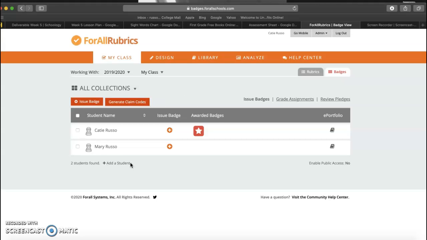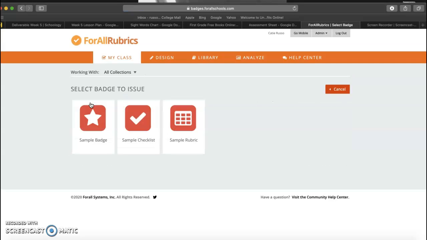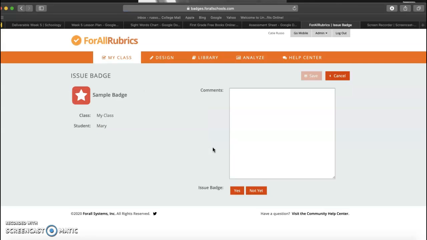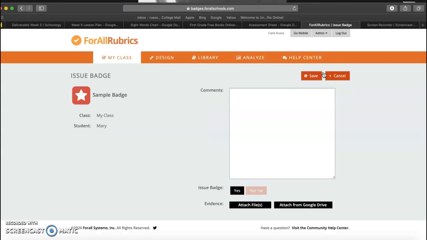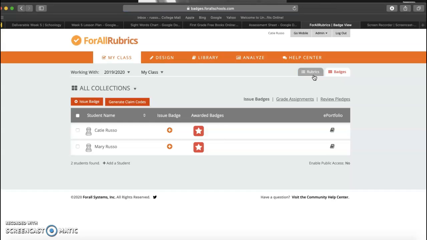So then we will go over, I used All Rubrics for my badge system. I really enjoyed it. But these are my only two students right now. So let's just say that Mary, she got 80% correct. So then I will issue her a badge. We'll do a sample badge. Yes, save it. And voila. So we have our two badges right here.